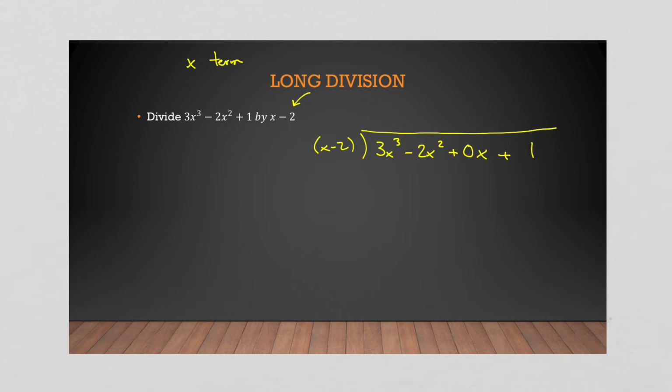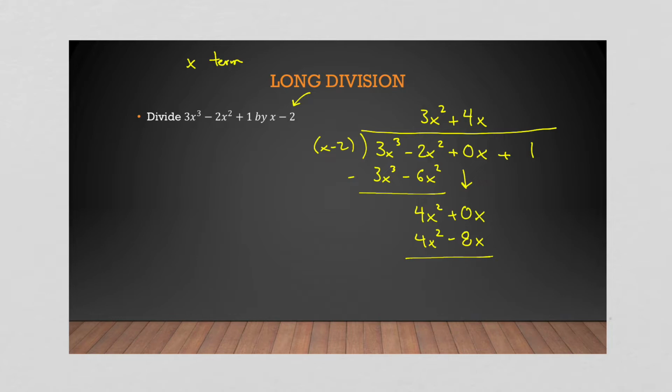Okay, I need first a 3x squared because I need that 3x cubed gone. So now I'm going to have 3x cubed minus 6x squared, do my subtraction, and I'm left with 4x squared. And bring down a 0x. So now my goal is to get rid of that 4x squared, so I'm going to add 4x. I end up with 4x squared, and in this case, minus 8x. And watch your subtraction. 0 minus negative 8 is 8x, plus 1.